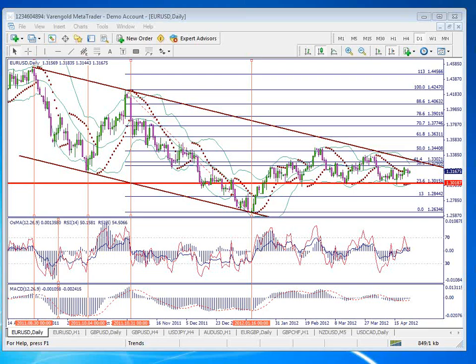For a small term trend, we make the analysis on the 1 hour and we are looking for entries and exits on the 5 minutes chart and 15 minutes chart. For long term, we are looking for charts like this.